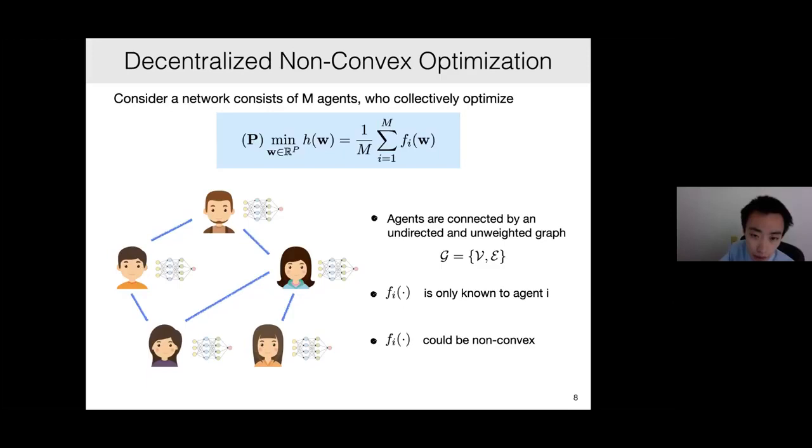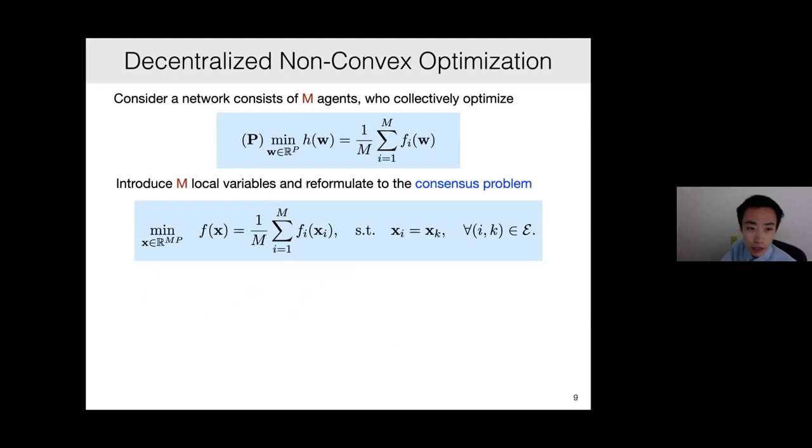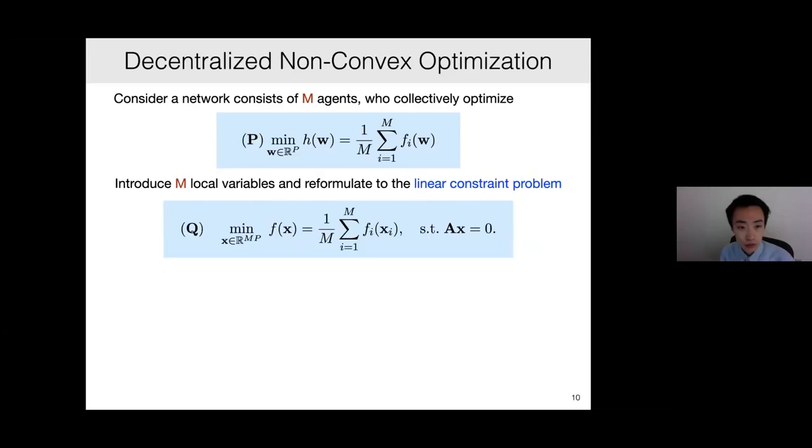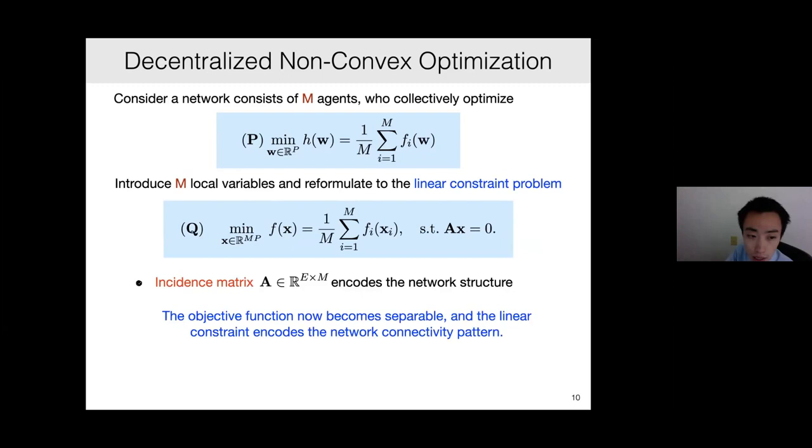And for this type of distributed non-convex optimization, people will usually introduce M local variables Xi and reformulate the problem P into the following consensus problem. So eventually, if the consensus is achieved, these two problems are actually equivalent to each other. And another way of reformulation is to follow a linear constraint problem, which basically uses an incidence matrix A to encode the network structure. The benefit of this type of reformulation is that now the objective functions become separable, where the non-convexity only arises in the objective functions, and the linear constraint encodes the network connectivity pattern. And obviously, these three problems are equivalent if the linear constraint is satisfied.